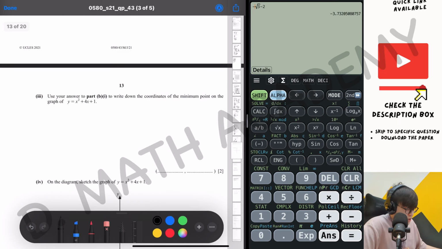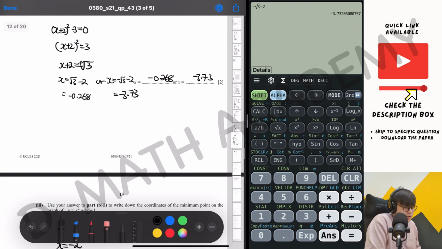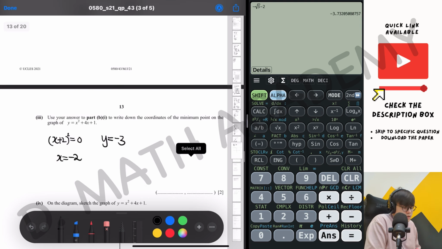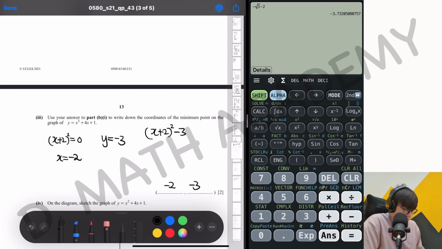Moving on to part 3, find the minimum point. So the minimum point is actually using the values that you already got. (x plus 2) squared equals 0, x will be negative 2. And your y is actually the balance at the back, which is our negative 3 there. Okay, this is all derived from the completing the square form that you got earlier. So the answer will be (-2, -3).